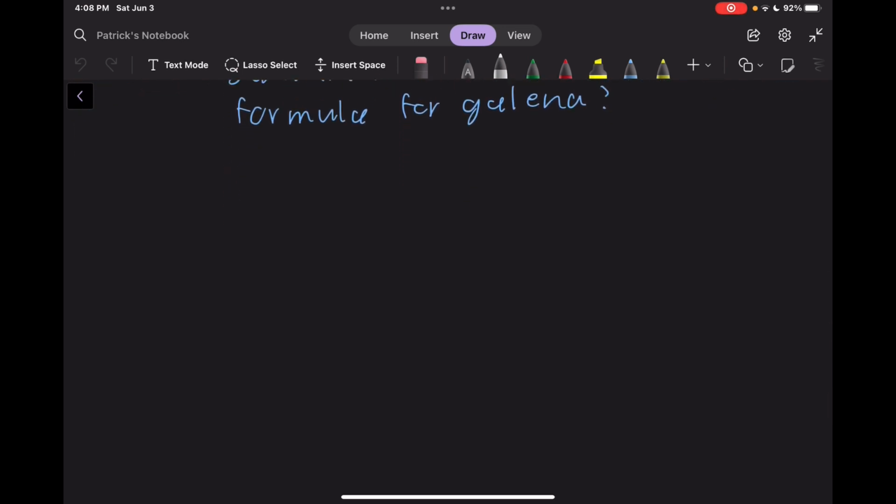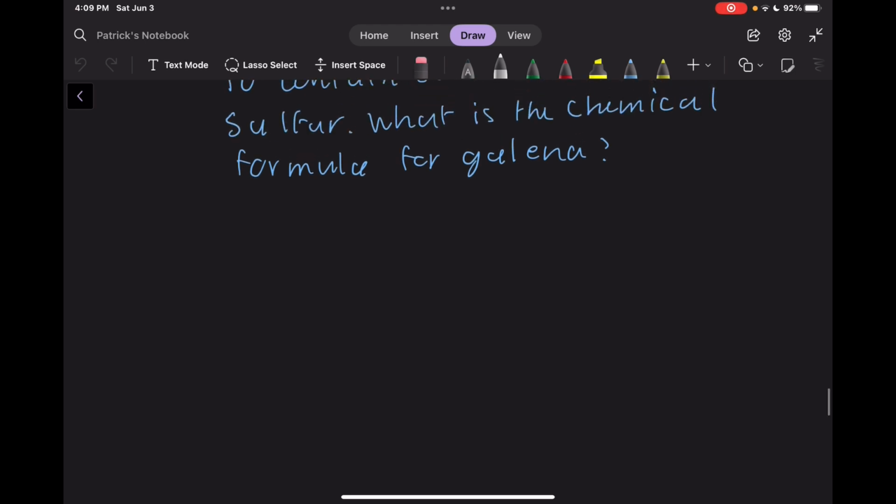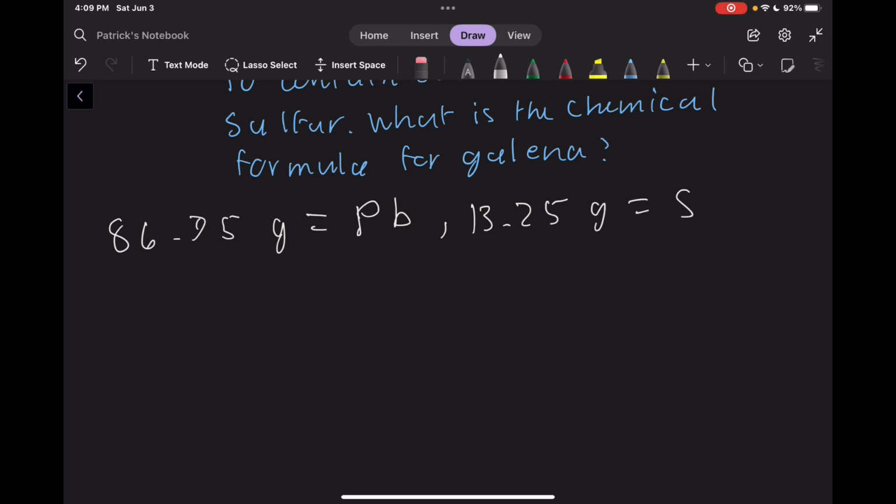Our first step is to make our lives about 86.75% easier by setting the sample size to 100 grams. From this, we instantly know that of the 100 grams, 86.75 grams are lead, and 13.25 grams are sulfur. Then we convert these to moles.